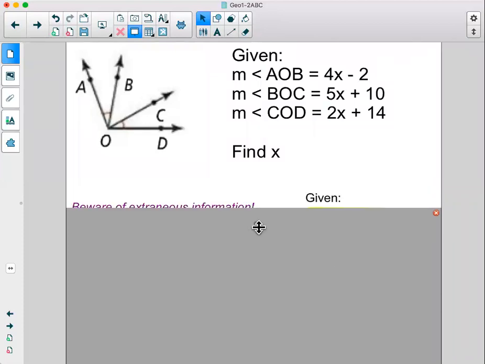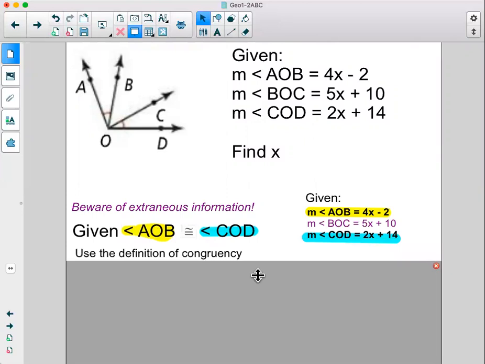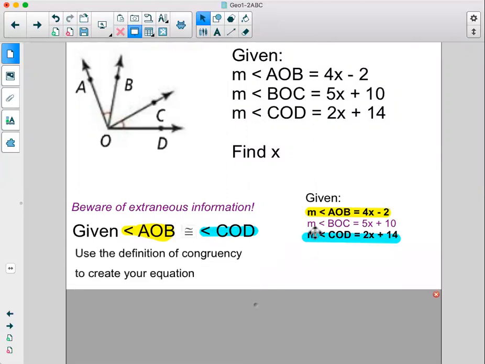Now for this one, you've got to be on your toes. Beware of extraneous information. We are given that AOB and COD are congruent. That's what those scratch marks mean. And that's all we need, are those two expressions. So the information about BOC is dead to us. We don't need it for this problem.